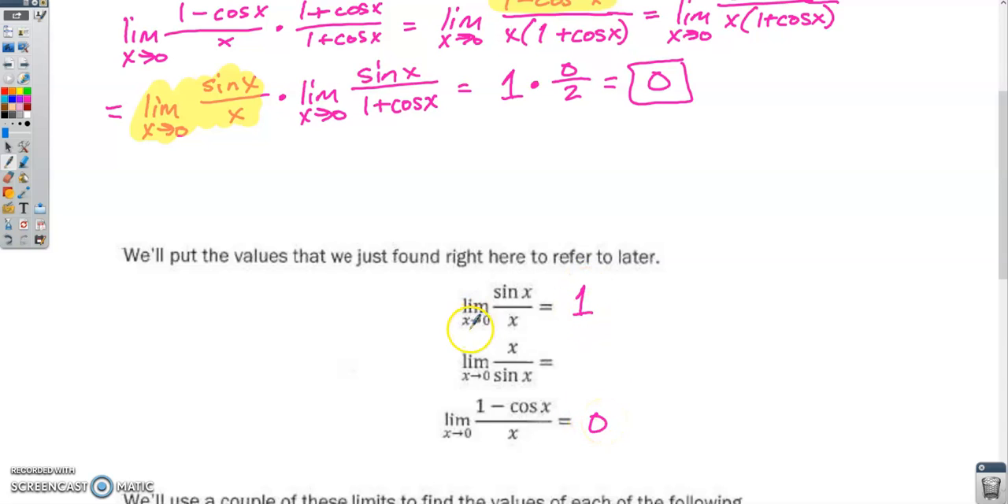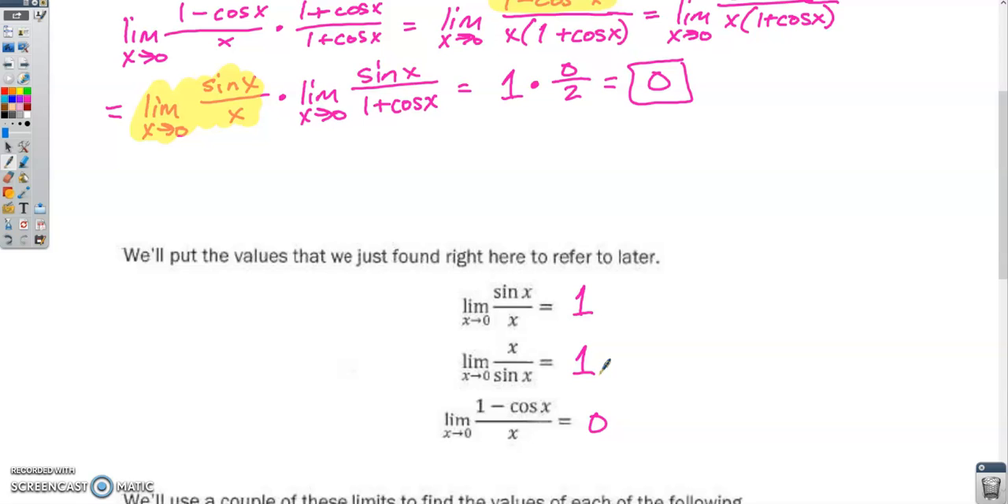Now if we know the limit as x goes to 0 of sine of x over x is equal to 1, the limit of some function's reciprocal, if you remember limit properties, we had the power property that the limit of a function raised to a power is equal to the limit raised to that power. So this is just the limit of sine of x over x to the -1 power. And so this is just going to be 1 to the -1 power. In other words, the reciprocal of 1, and so that's also going to be 1.